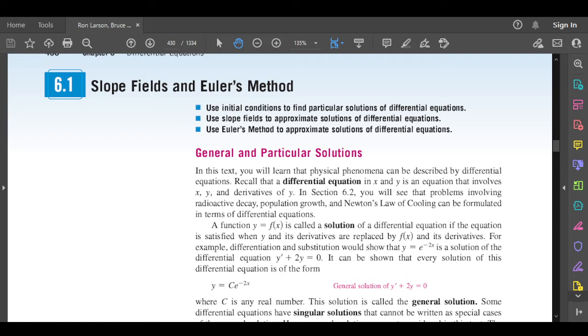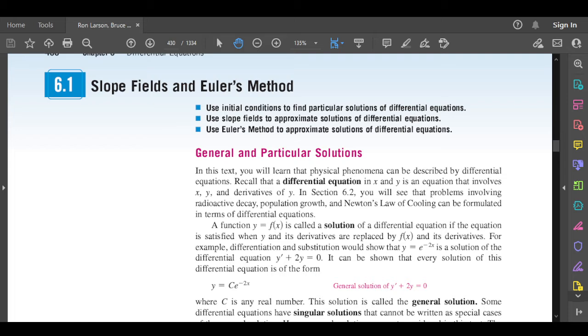As I recall, differential equations are equations in x and y, and they also involve the derivatives of y. You can recall differential equations from the previous chapters. So it involves the variables x and y, and also the derivative of the variable y.